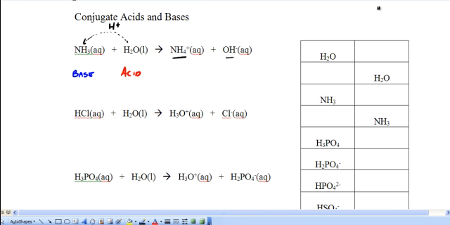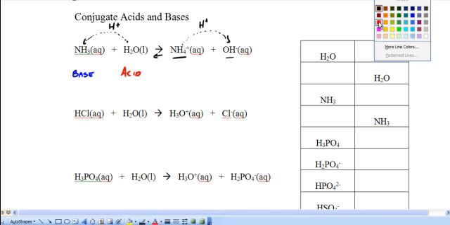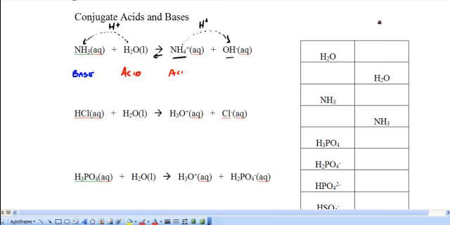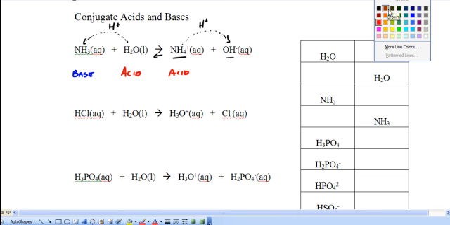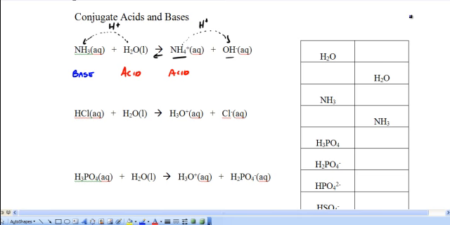But what can happen is the reverse reaction can also occur, where the ammonium donates the hydrogen back to the hydroxide. In that case, the ammonium is behaving as the acid in the reverse reaction, and the hydroxide ion is behaving as the base. And so on both sides of the equation, you're going to have an acid and a base.